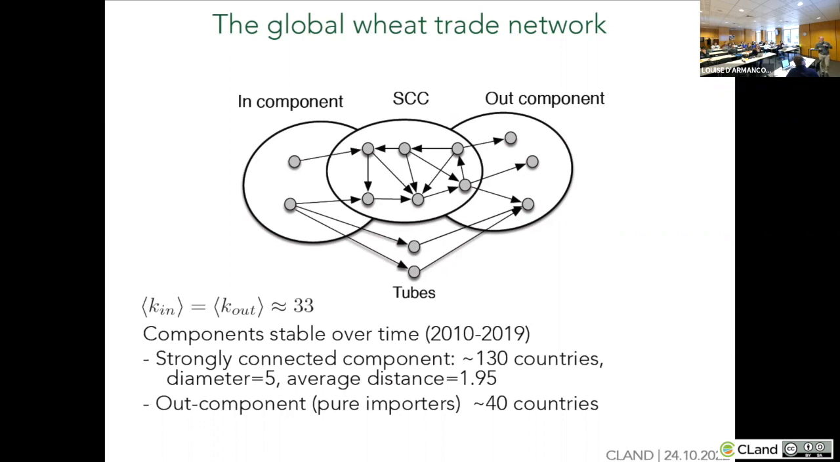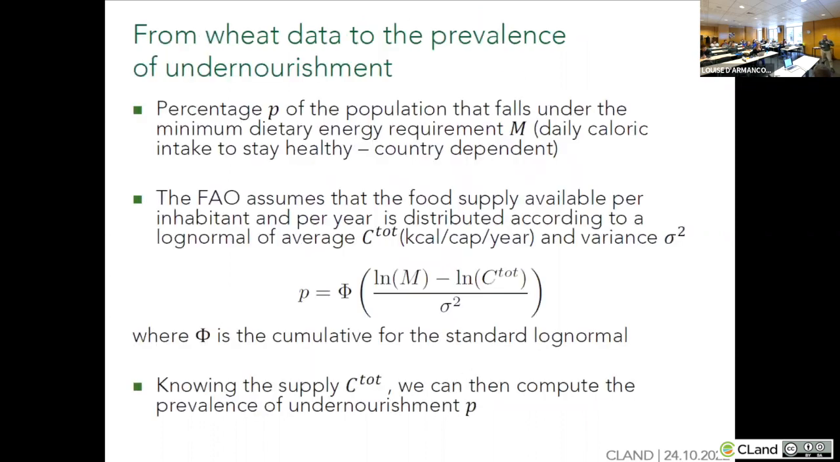So I won't enter all the details, but basically what you observe is that this picture of the components of the wheat trade network is stable. What does it mean? The strongly connected component, the core of the network, is made of about 130 countries. And the average distance between two countries is of order 2 in this strongly connected component. And the out-component, so countries that are pure importers, on the right, corresponds to about 40 countries. I know it's very quick, but this gives you a global idea of this network. And this is pretty stable from 2010 to 2019. So that's the general idea.